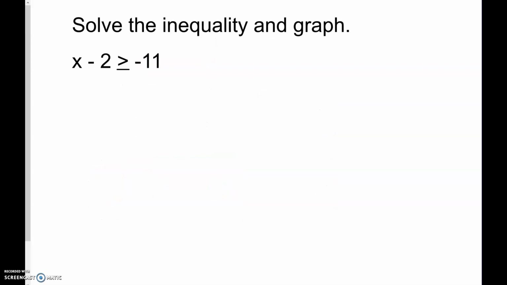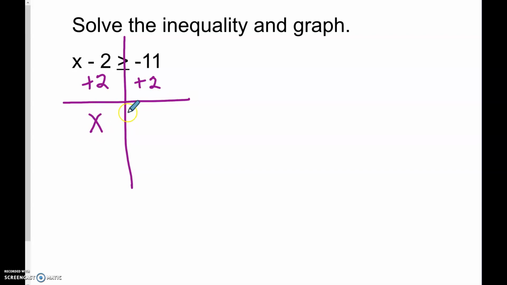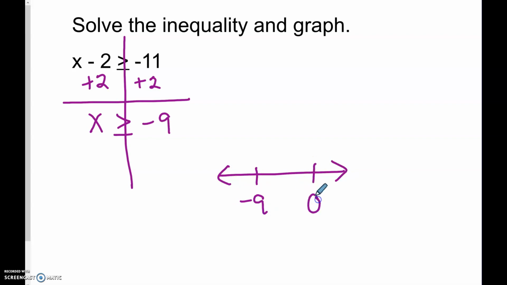All right, second problem here. We're going to solve and graph this inequality. So we have x minus 2. The inverse operation to subtracting 2 is going to be adding 2. Make sure that you are paying attention and that you are using your calculator so that you get these integers correct. So we have greater than or equal to, because all we did was add, and -11 plus 2 is -9. So when we graph this, we're going to put a -9 and a 0 on your number line.